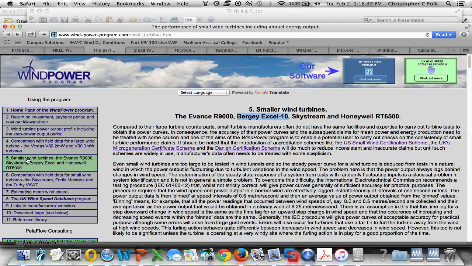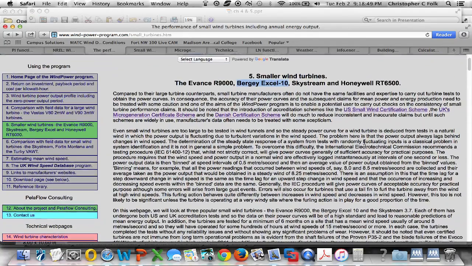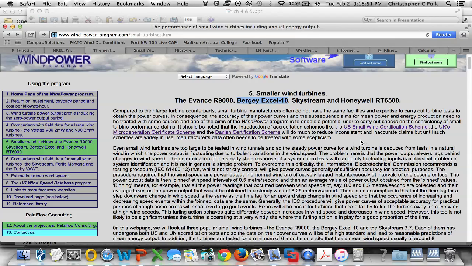And I've gone into page 5 because page 5 lists smaller wind turbines: the Evans, the Bergey XL, the Skystream, and this one made by Honeywell. That's what this page is all about, and it gives us testing information on all of these. It also talks about different accreditation schemes that are being used in different countries. The United States has one. It's called the U.S. Small Wind Certification, which is listed right here.